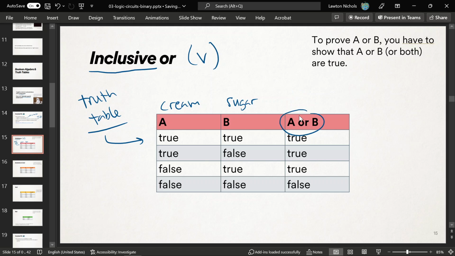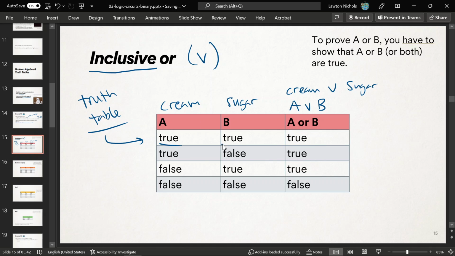And you write A or B with a little V thing. It's called a wedge operator. So in logic, I would write this as cream or sugar. Okay? So those are the symbols, and here's the idea. This is a true statement in any of these cases. We say that A or B is true for inclusive or in any of these three cases.